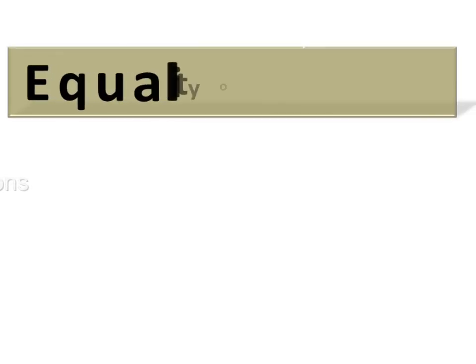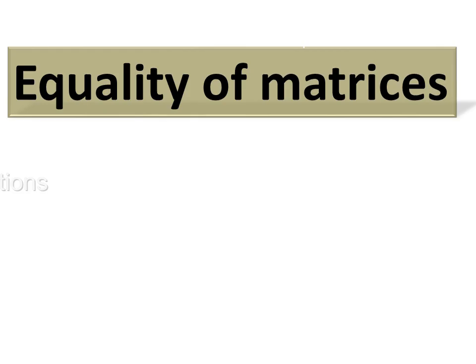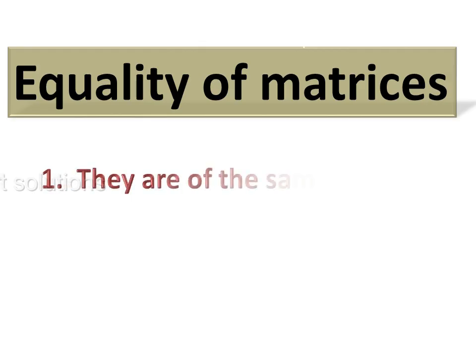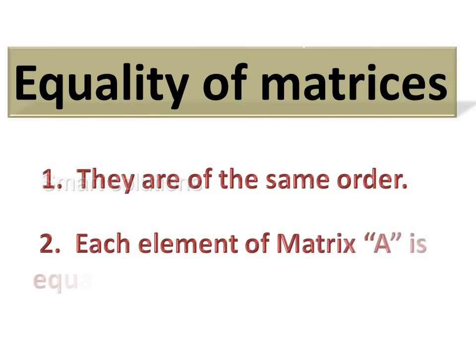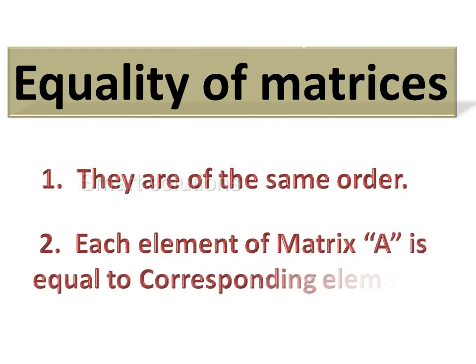Equality of matrices. Two matrices are said to be equal if they are of same order and each element of matrix A is equal to corresponding element of matrix B.